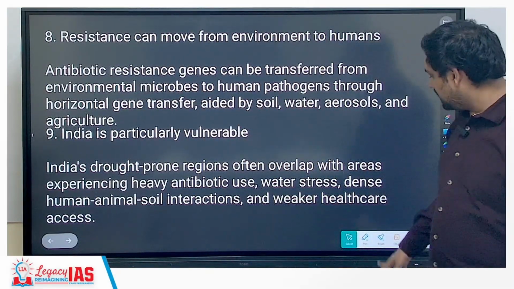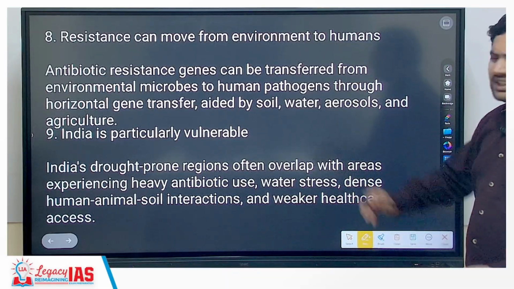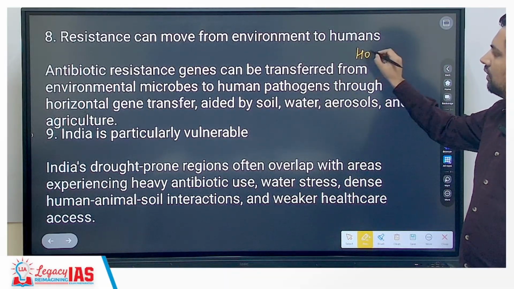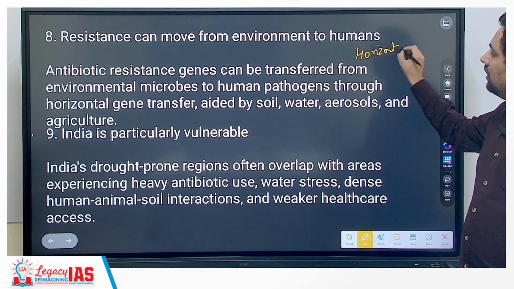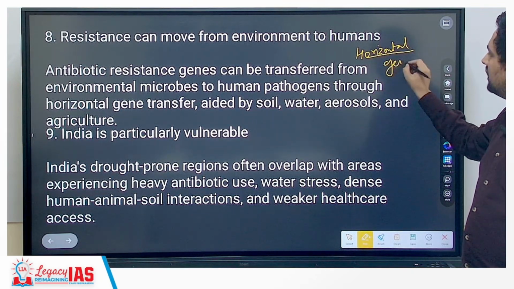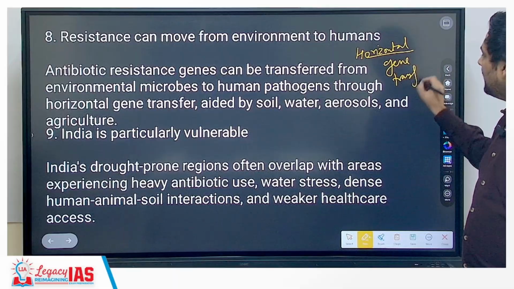Then resistance can move from environment to humans. Now understand how this works. So this is called horizontal gene transfer. Now what happens here?